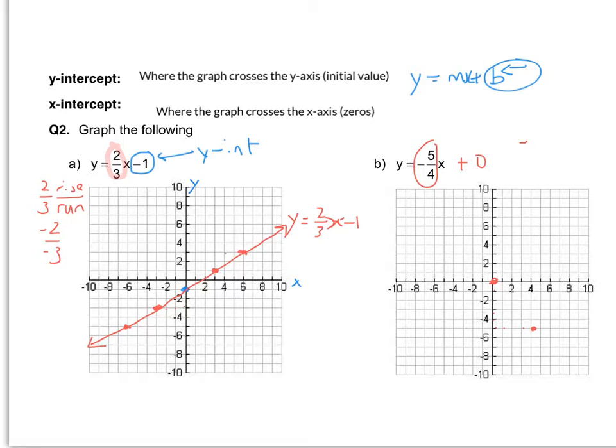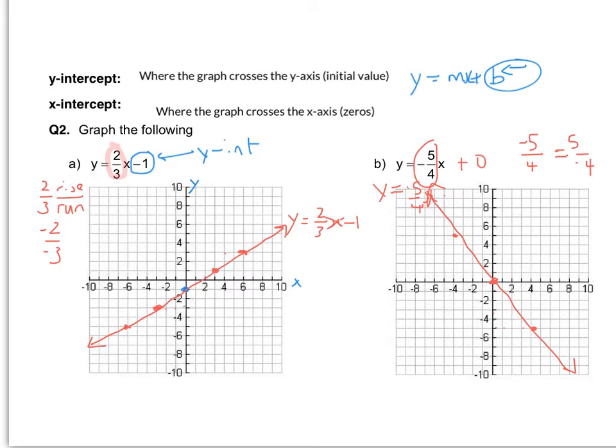So I fell 5 and ran right 4. Or I could keep my 5 positive. I could go up 5, but then I'm going to go left 4. So up 5 and 1, 2, 3, 4 to the left. Okay, so I've got my points there. I'm going to draw a nice straight line with my ruler, if I could. And then I put my arrows on the ends, and we've got the name of it. Y equals -5/4x.